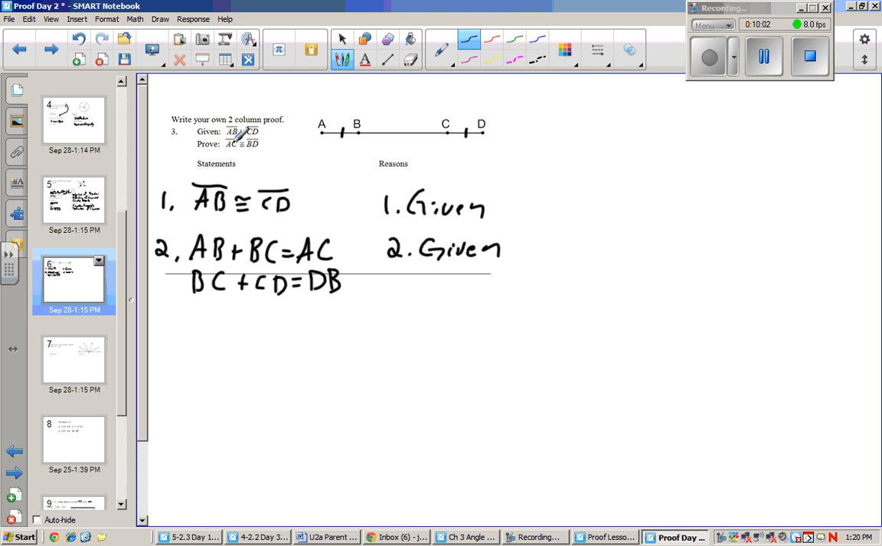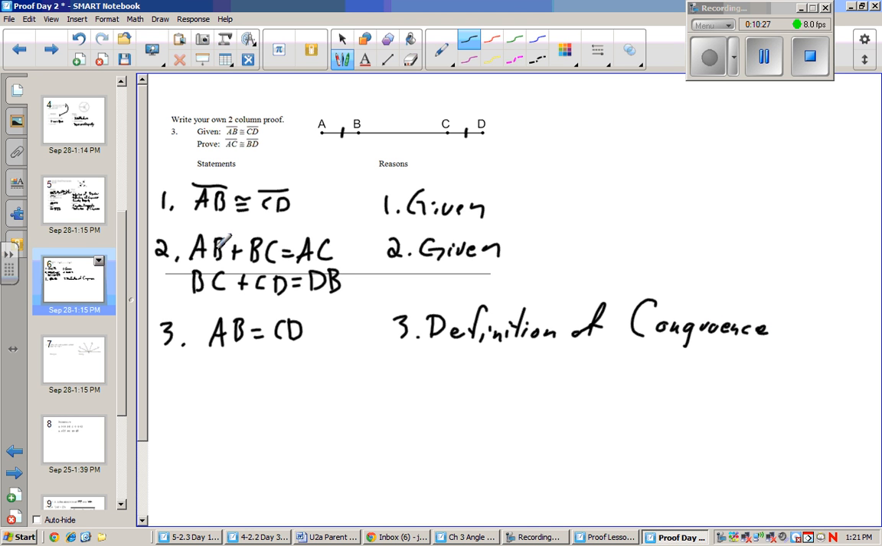So now we have an AC and a BD in our equation. That's pretty good. And since these are congruent, maybe it's good to put those as an equal sign so we can use those in equations. So then that's the definition of congruence.